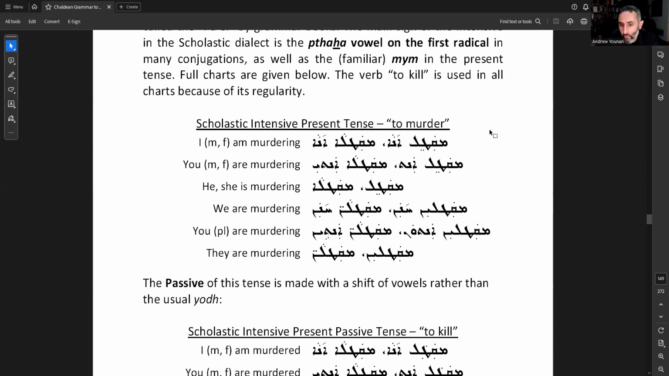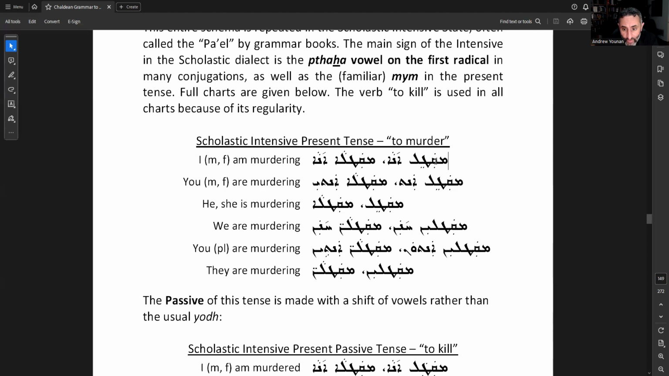So let's look at the conjugation. So muqattalna, muqatlana. So what's the same as what you already know? The na is the same. The copulas are all going to be exactly what you already know. What has changed? Just this. The pthaha, so this vowel, the a vowel on the first radical. Muqattal. It sort of sounds intensive. So qatalna becomes muqattalna. Qatlana becomes muqatlana.